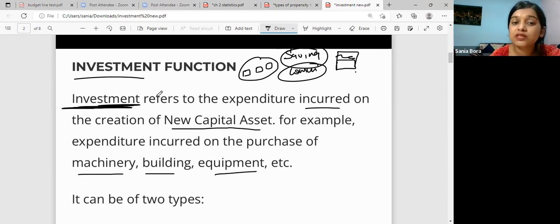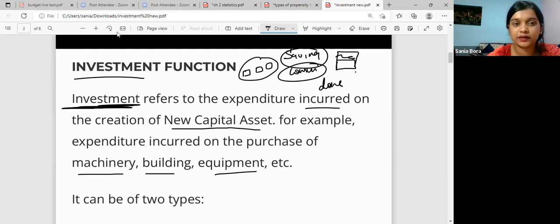So investment refers to expenditure incurred, incurred meaning done, on the creation of new capital. You are creating a new capital asset, meaning a new product. Instead of writing incurred, you can even write done. For example, expenditure done on the purchase of a machine. Computers are also a type of machine. If you purchase a building, that is also an investment. You bought some equipment like vehicles, that is also an investment. So investment is basically expenditure done on the creation of a new asset. If you are creating any new asset, that is your investment. Clear?